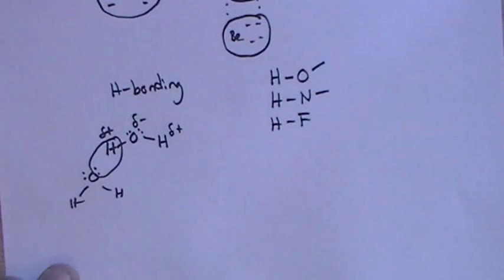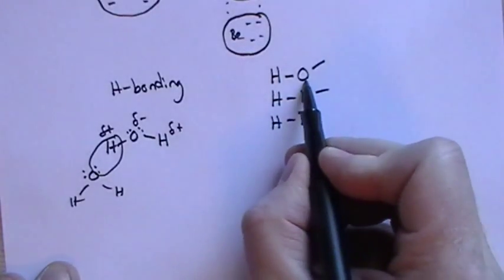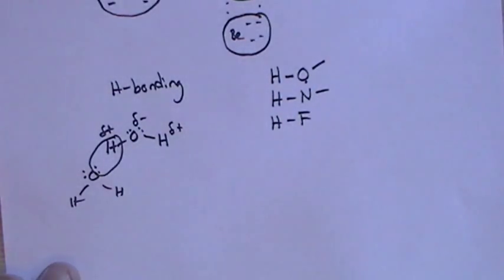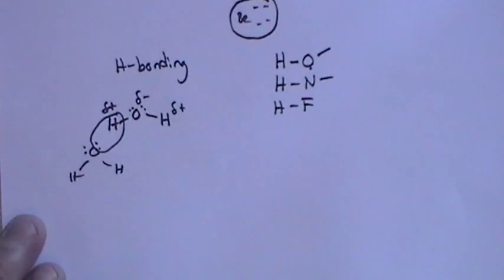It's very strong. So if you have a molecule that contains hydrogen attached to an oxygen, not just hydrogen and oxygen, but hydrogen attached to an oxygen or to a nitrogen or to a fluorine, you have hydrogen bonding.